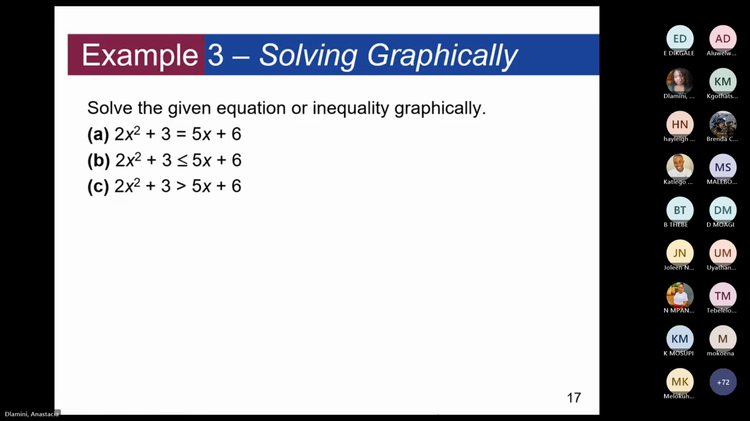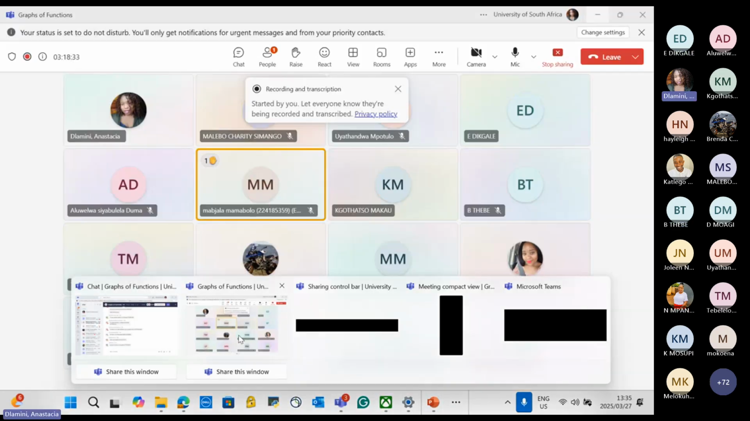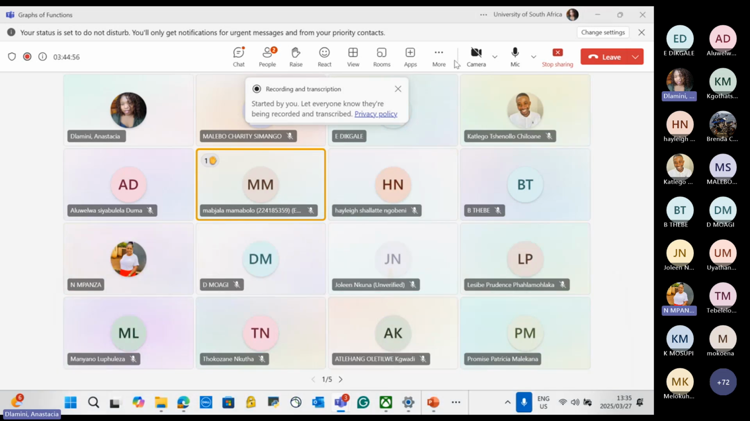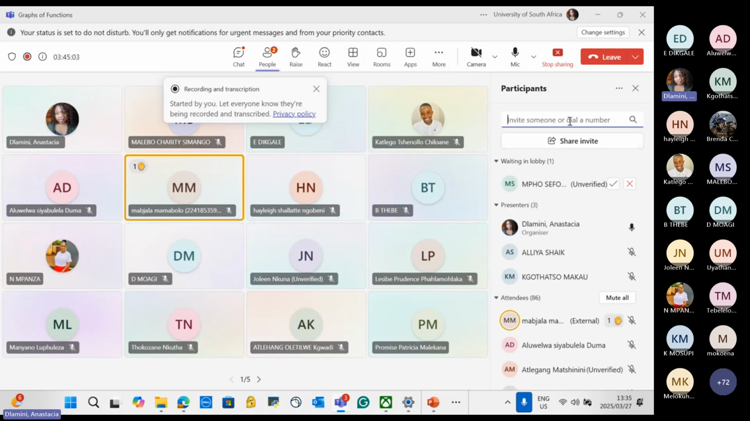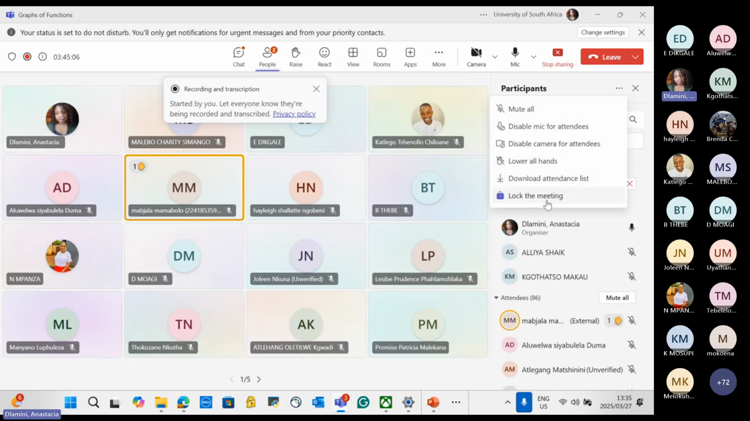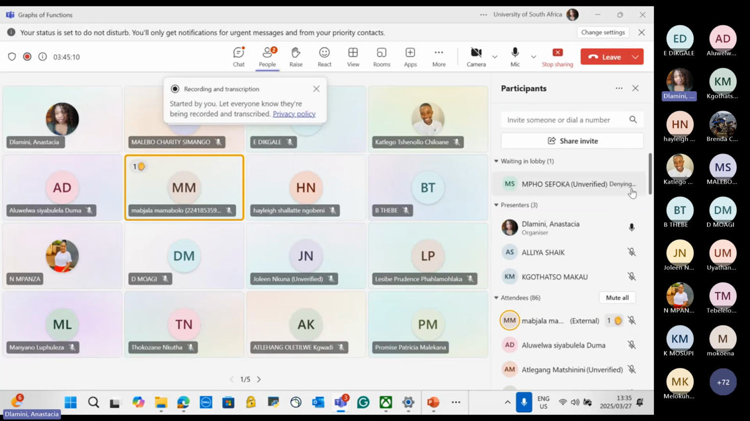Okay, I'll give you 2 seconds. I think I didn't lock the meeting. That's why people are trying to enter. Let me see. Lock the meeting. Thank you.